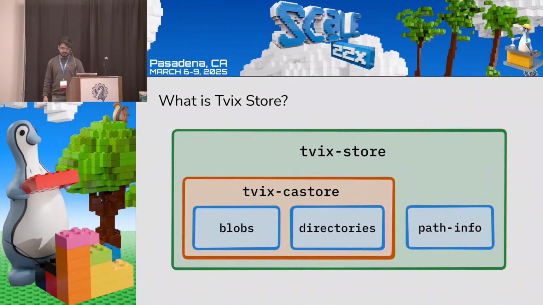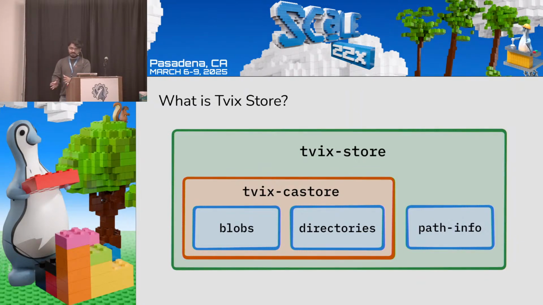Okay, so what is the Tvix store? Let's talk about the Tvix CA store first. The Tvix CA store is a content-addressed storage medium. All the files, directories, and blobs get stored in a chunked content-addressed format. I'm going to talk more about that in a second, but pretty much the Tvix CA store doesn't know anything about Nix. That's just how we store the files inside of it.